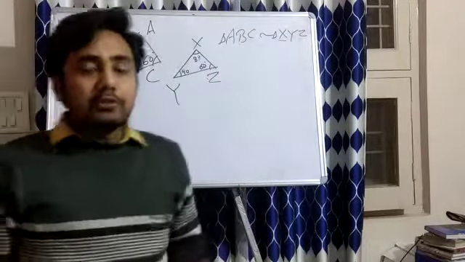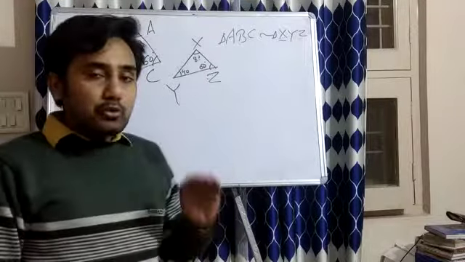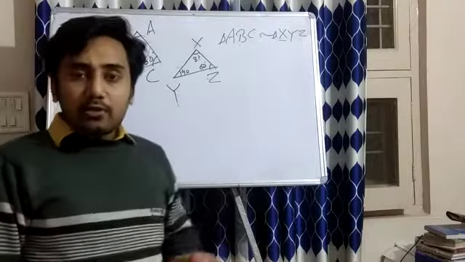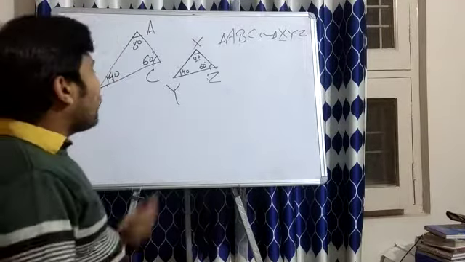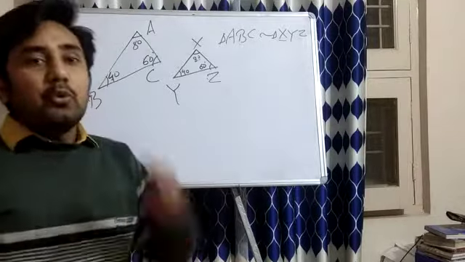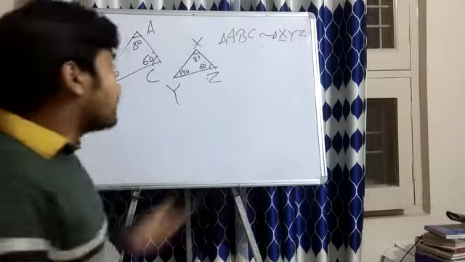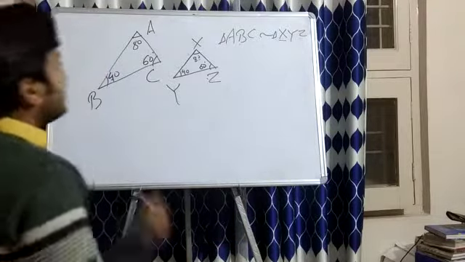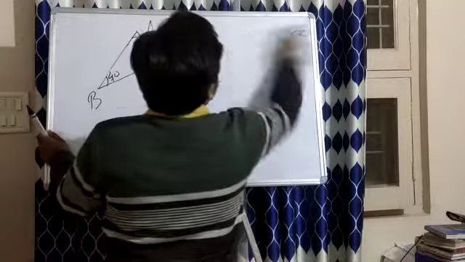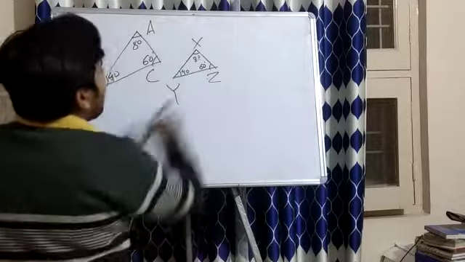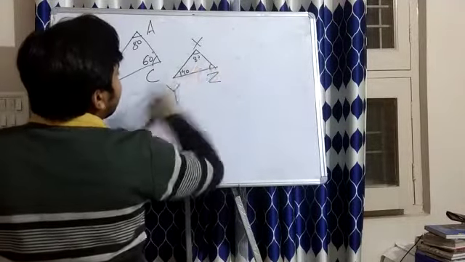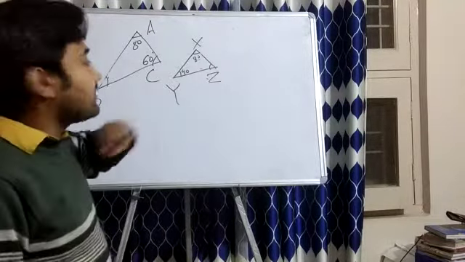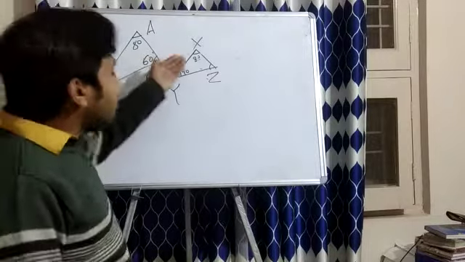But I pose this question to you: is it necessary for us to know all three angles in order to establish the similarity between the two triangles? What if we know only two angles in a triangle? Of course we can find the third angle, because the sum of all three angles is 180 degree. Suppose I remove any one angle from here and any one angle from here, can we still say that these two triangles are similar, given that we know only two angles?